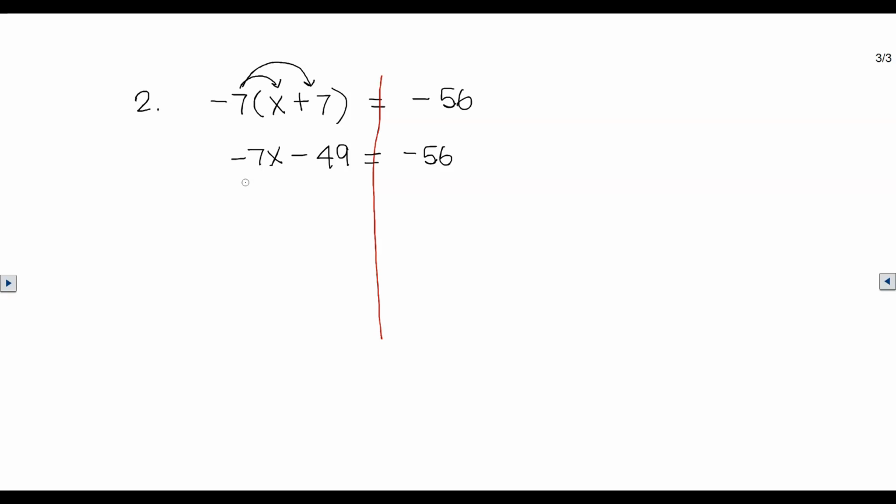So I'm at step 4, undo adding or subtracting. When I look at my equation, I see subtracting 49. So to undo that, I will add 49. And I will make sure that I do that to both sides.